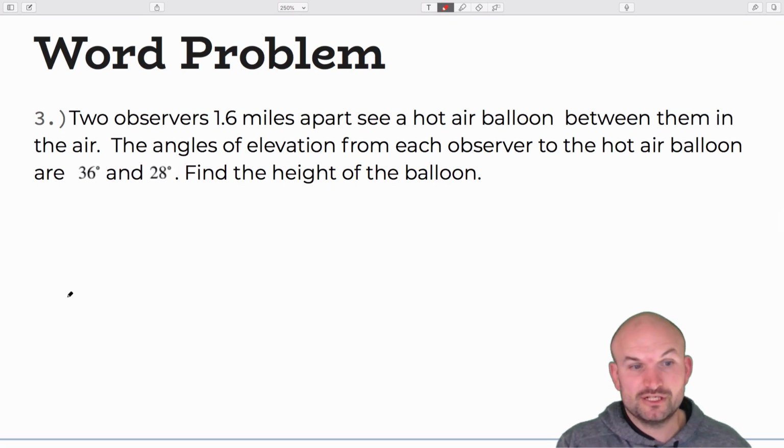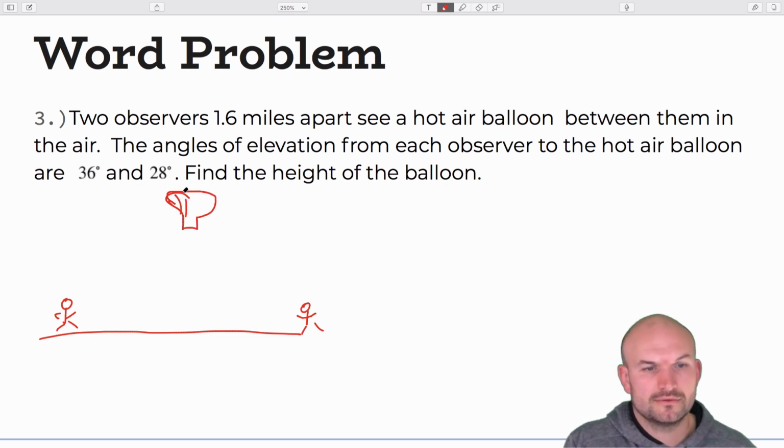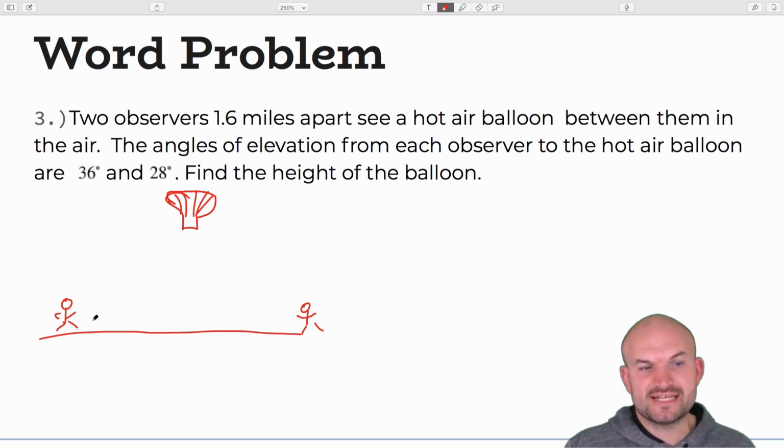So let's go ahead and immediately draw 2 observers. So we have observer and observer. And they see a balloon. There you go, draw balloon. Okay. Hot air balloon. Now it's in between them. Now it looks like we don't know if it's directly in between them. It does not say. All it says is that there are angles of elevation of 36 degrees and 28 degrees.